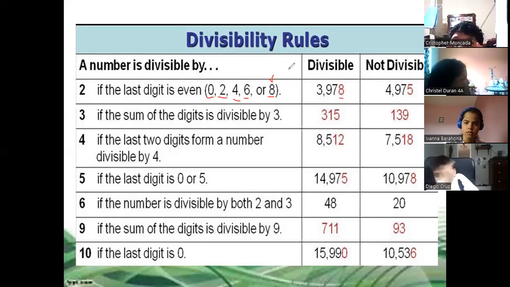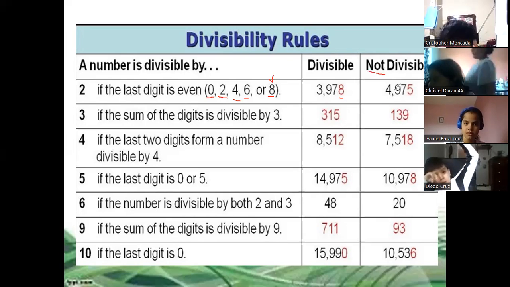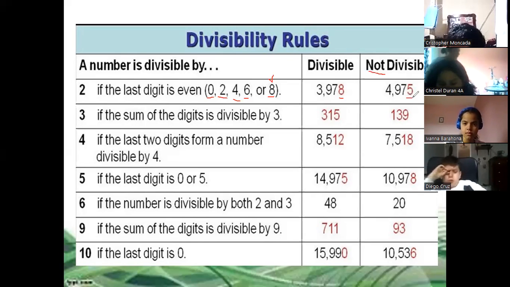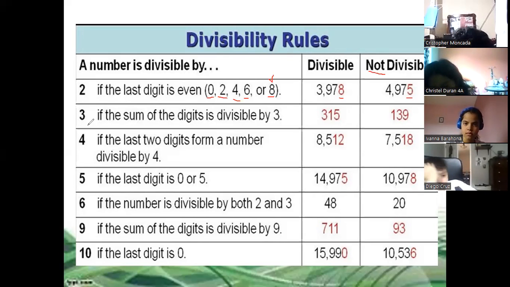Now, 4,975 is not divisible by 2. No, because the last digit is not 0, 2, 4, 6, or 8. But if instead of that number, it were 4,976, then yes, it would be divisible by 2. Okay, so the next rule.